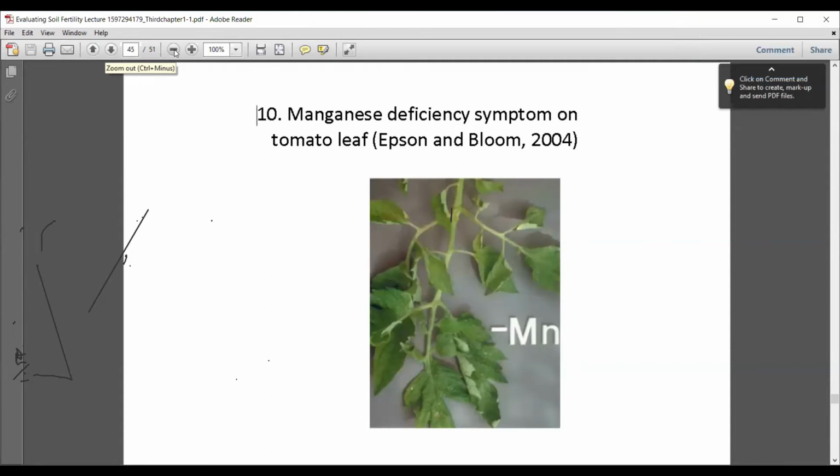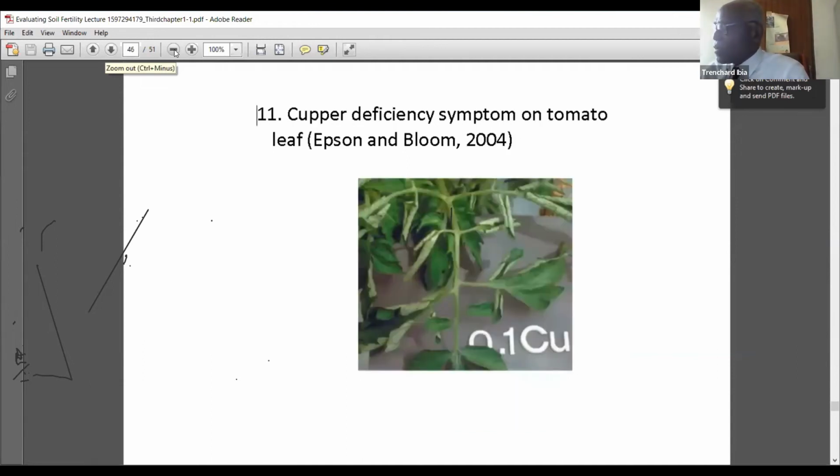Manganese. Manganese shows light interveinal chlorosis on young leaves, similar to iron deficiency. With mature leaves, mottled, and again you have wilting and curling. Copper expresses its symptoms more by curling. Curled leaves with the petiole bending downwards, wilting. The petiole will droop as if there is a physiological drought.